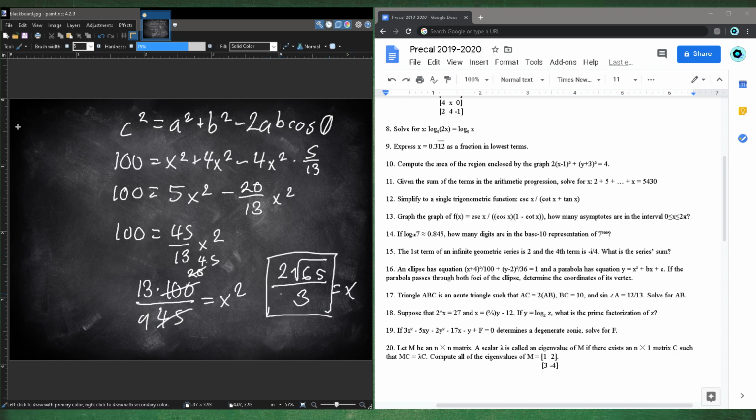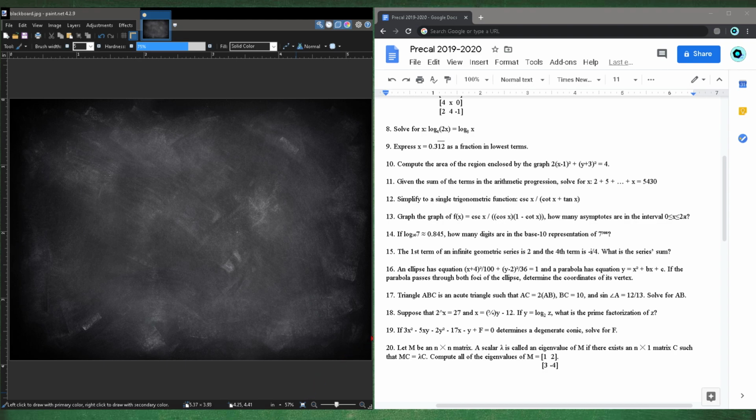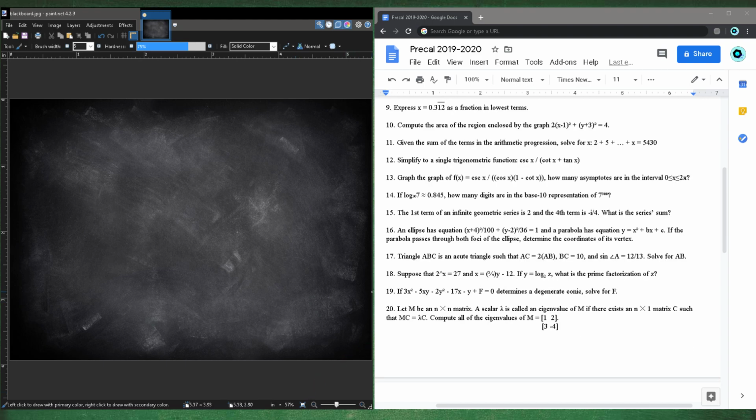And our answer is 2 square root 65 divided by 3. Okay, and that was from number 17. Number 18. Suppose that 2 to the power of x is equal to 27.